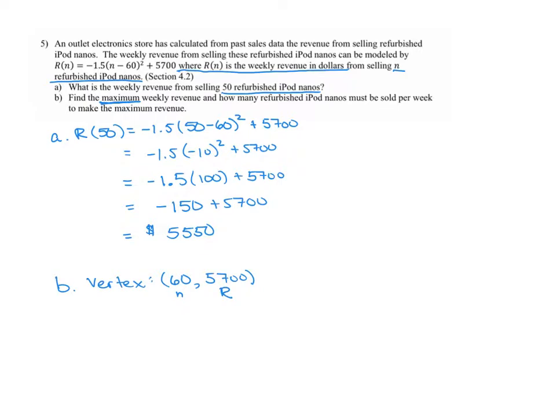So we need to sell 60 iPod Nanos. They must be sold. And our maximum revenue will be $5,700. And we're done.